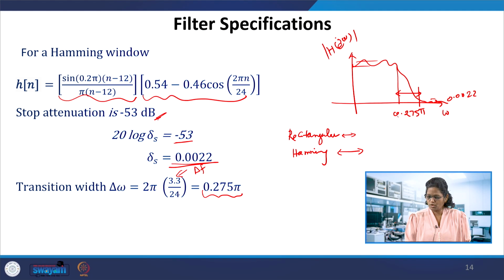So then what should be the compromise here? Choose this Hamming window, and if you want to reduce the transition width and the order is not fixed, then we can increase N and reduce the transition width. Likewise, we have to consider the filter specification accordingly. We need to choose the window function and calculate the ripples and the transition bandwidth. The compromise, or trade-off, needs to be made in choosing the window function.